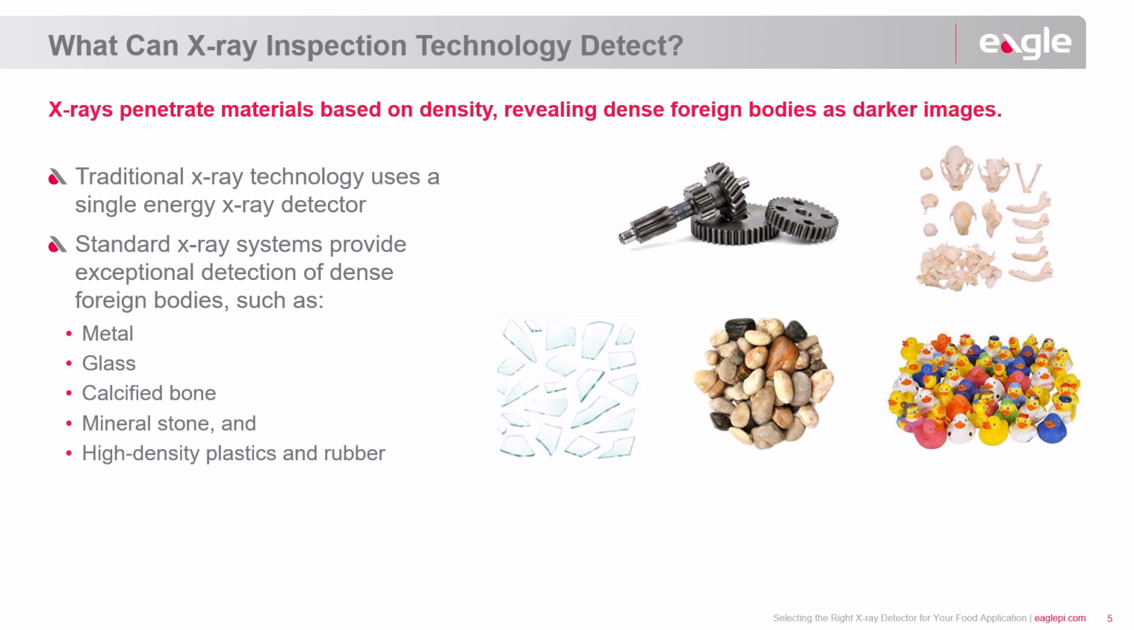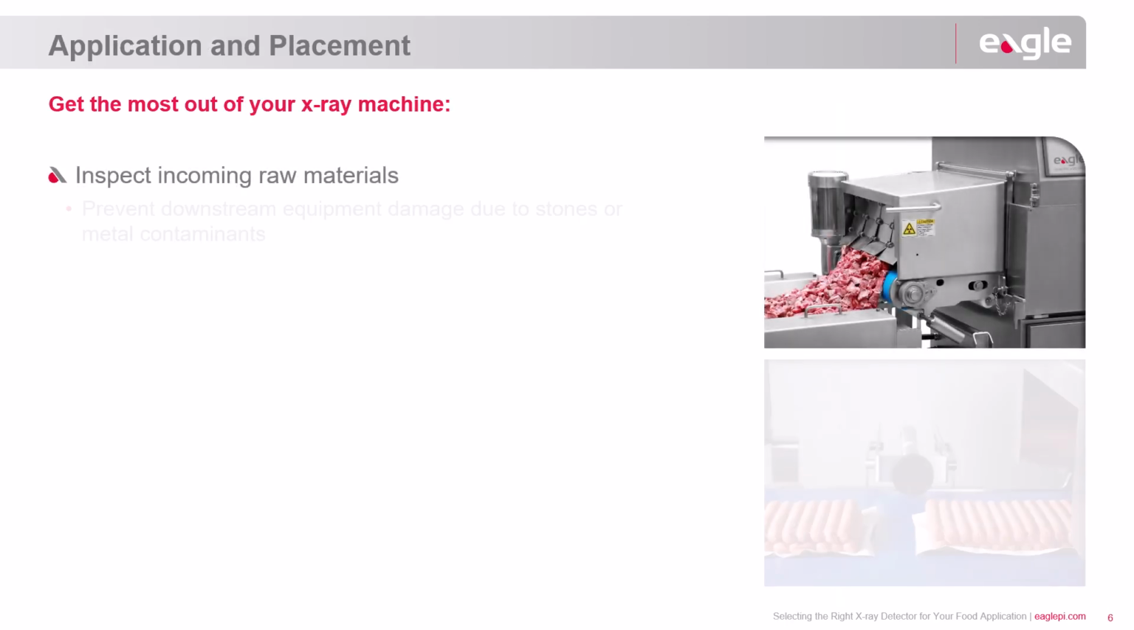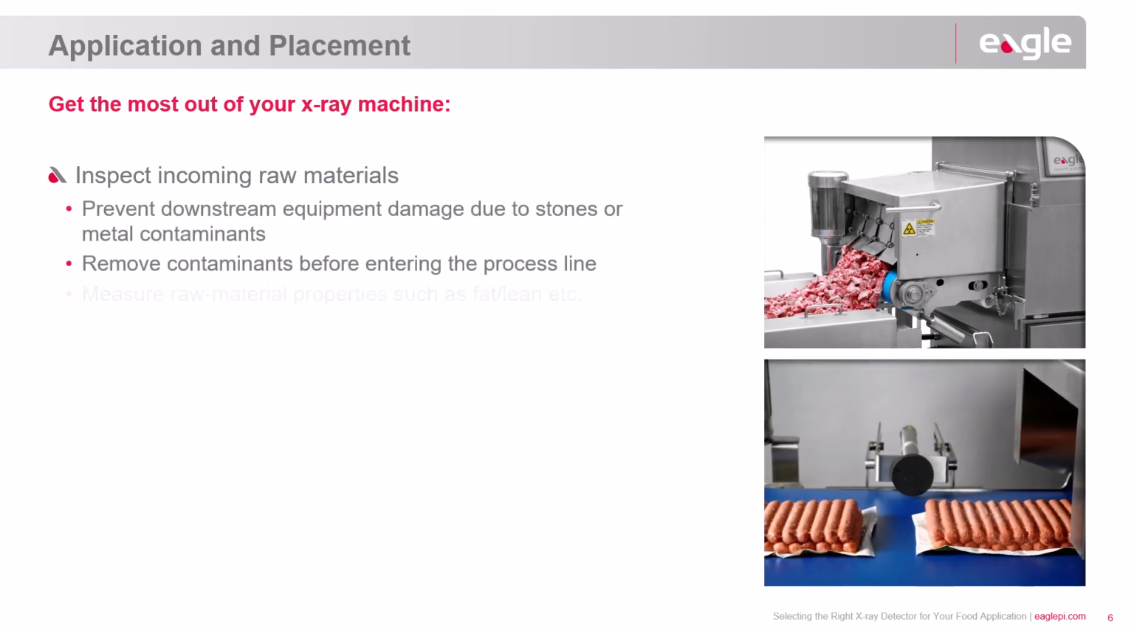When considering where to place an X-ray system in your process, it's important to evaluate the specific location to maximize its effectiveness. In the food industry, X-ray systems were initially positioned at the end of the production line, just before final packaging. This placement ensures that any contaminants are removed before products reach consumers, making it a critical and relatively straightforward installation area.